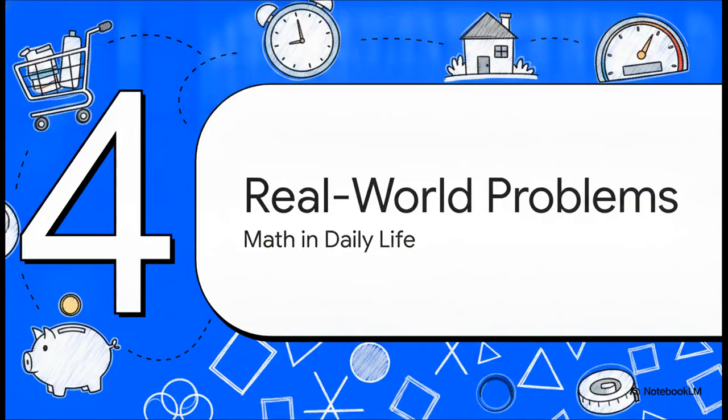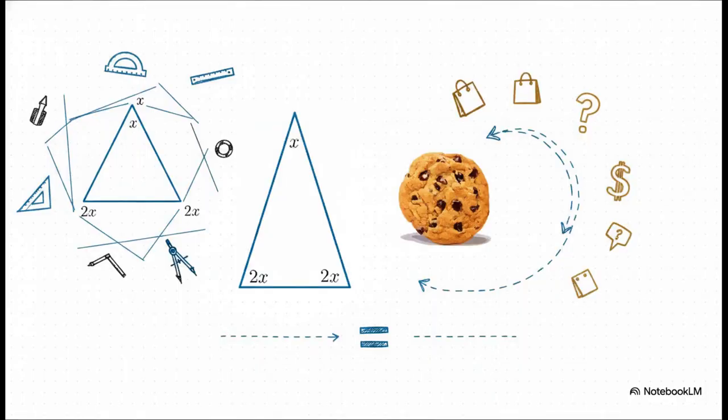Now, let's shift gears and look at Section 4, real-world word problems. Because hey, math definitely doesn't just live on a whiteboard. Check out this contrast. On one hand, we have strict, structured geometry, like finding the unknown angles of a triangle. On the other hand, we have a delicious chocolate chip cookie. So what on earth do they have in common? Algebra is the hidden engine behind both of them.